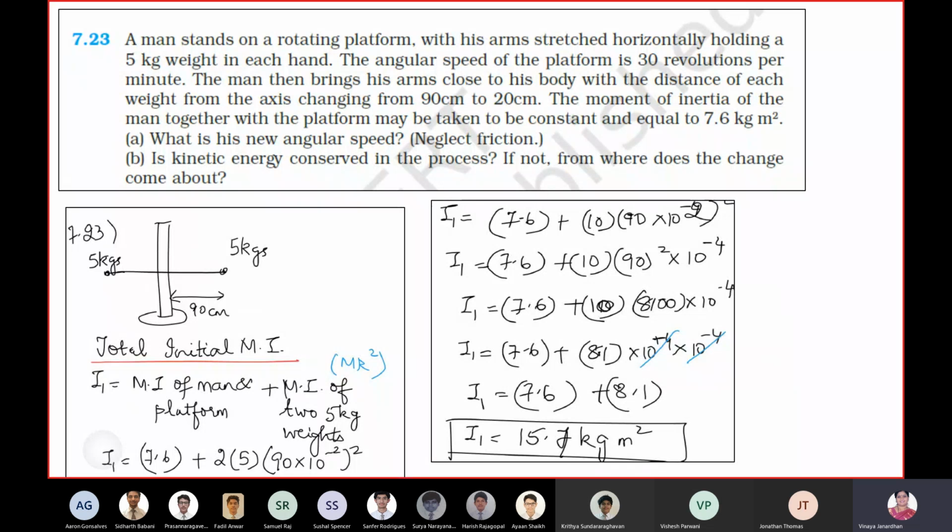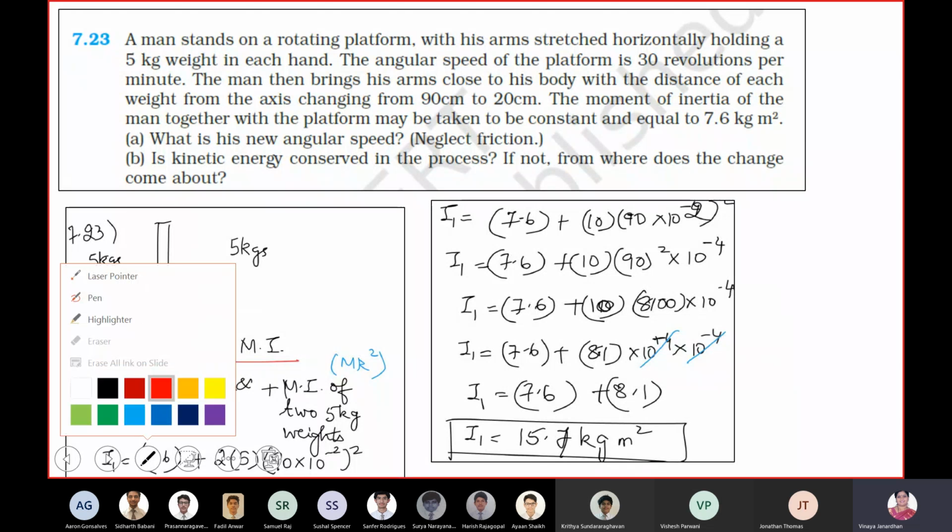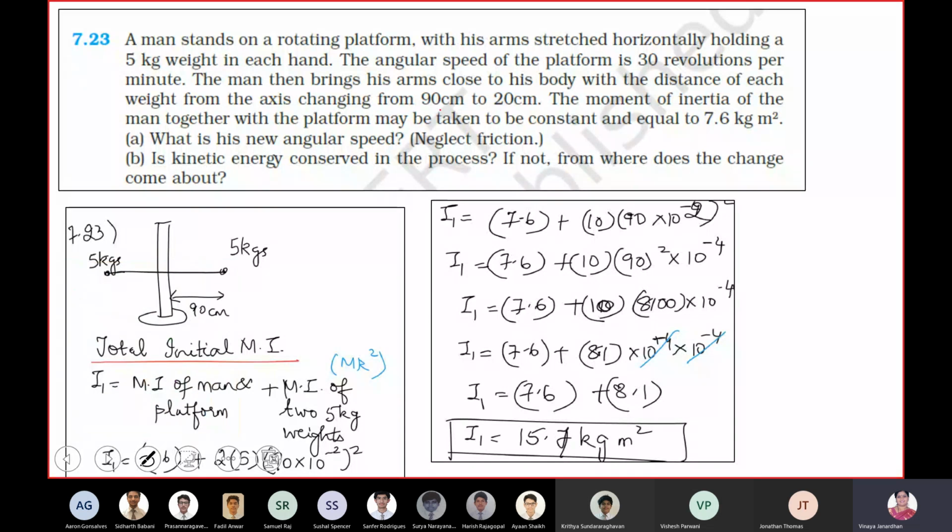Now look at the other part of the question. He is bringing his arms closer, so both the masses are coming closer. What is the distance? 20 centimeter. Now 90 is going to change to 20. So this is his initial momentum. Next, I have to go for the final momentum. Now what will be the value?